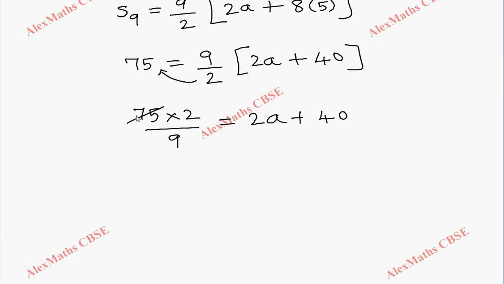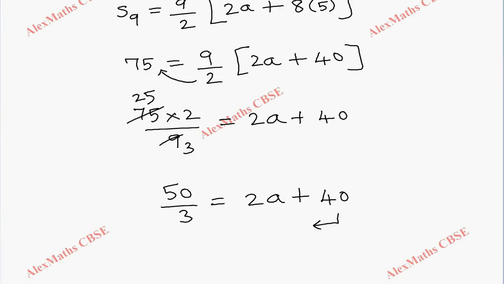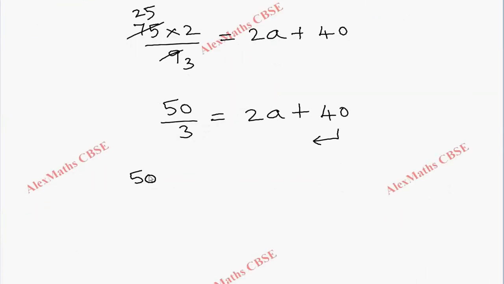With 3 table, if I cancel, 3 2s are 6, 15 is remaining 5 times. And this becomes 3. So it is 50 by 3 equal to 2A plus 40. 40 is taken to the other side as a minus. So 50 by 3 minus 40 equal to 2A.